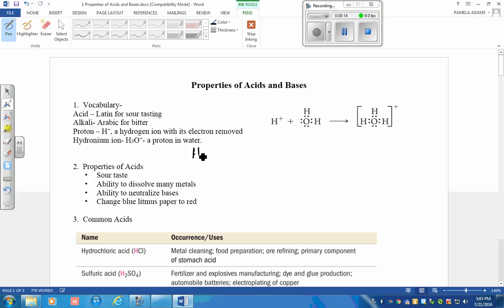If we have a hydrogen atom, it has one proton and it has one electron. If we remove the electron, we are left with a hydrogen ion, an ion that is positively charged. If this proton is in water, and all acid-base chemistry is performed in water, it makes something called a hydronium ion. You can see the water and the proton reflected in the hydronium ion.